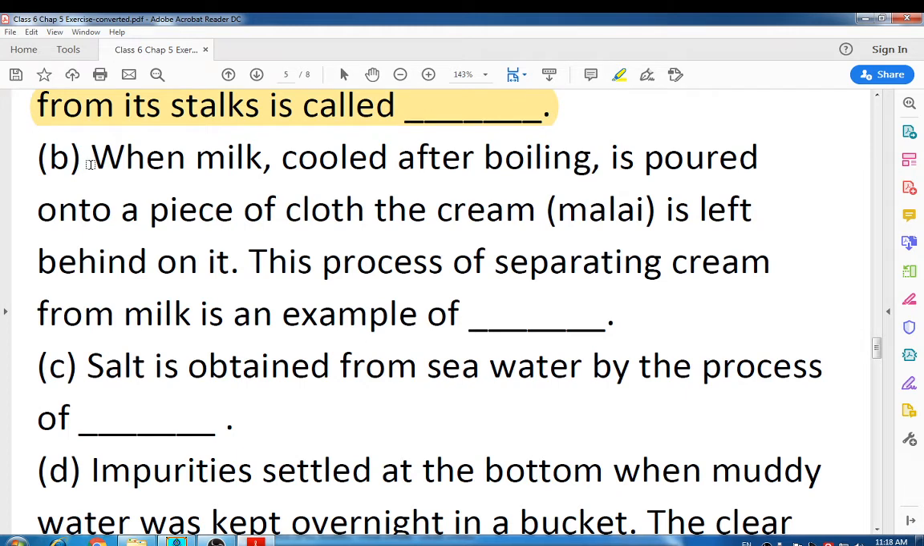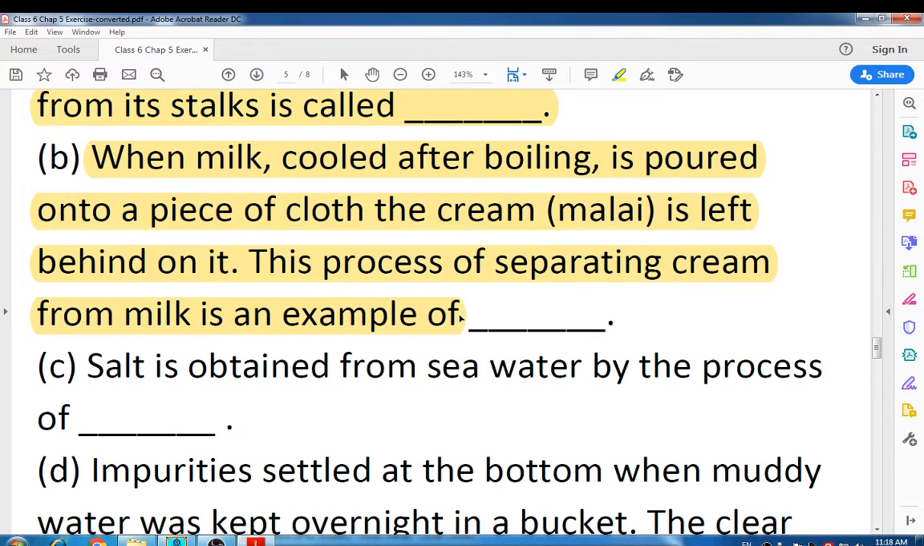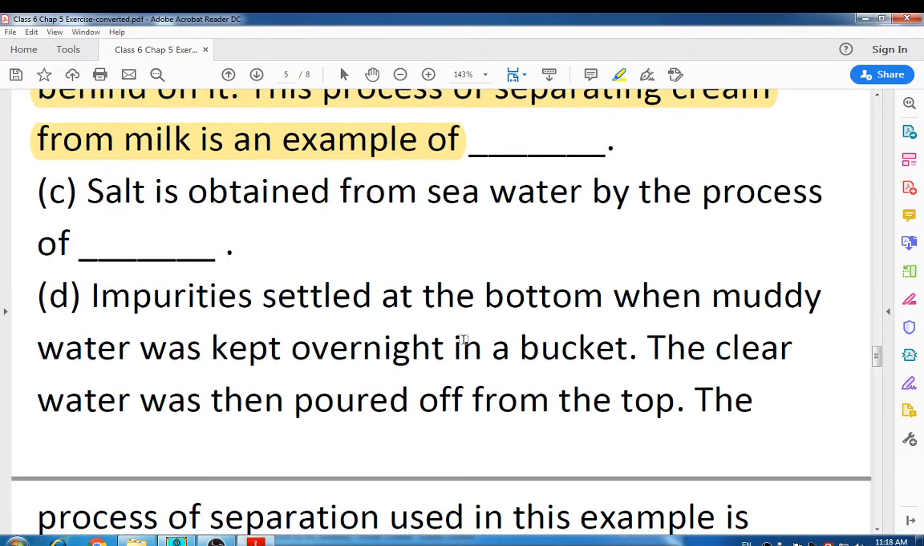Next, when milk cooled after boiling is poured onto a piece of cloth, the cream, that is malai, is left behind on it. This process of separating cream from milk is an example of. Now tell me, milk is a liquid, cream is in solid form. So here we are separating the solid from liquid. So which method? Just check. A piece of cloth, that is same as filter paper. So which separation method? Very good. The filtration process. Understood? Yes.